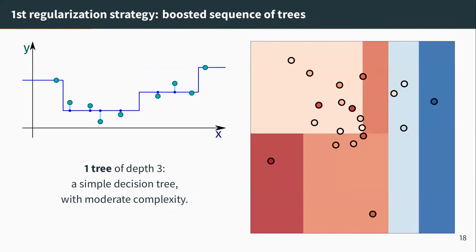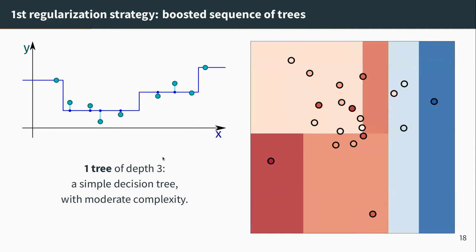And let's just look at an illustration in dimension 1 and 2. So here I have my same data sets and one tree of depth 3. It's a simple decision tree. It looks okay with moderate complexity. So you're happy because it captures this kind of bowl-like shape. But you still have a fairly large training error. So you'd like to do better.